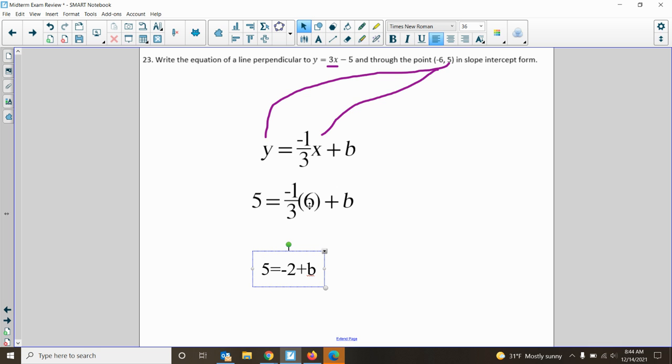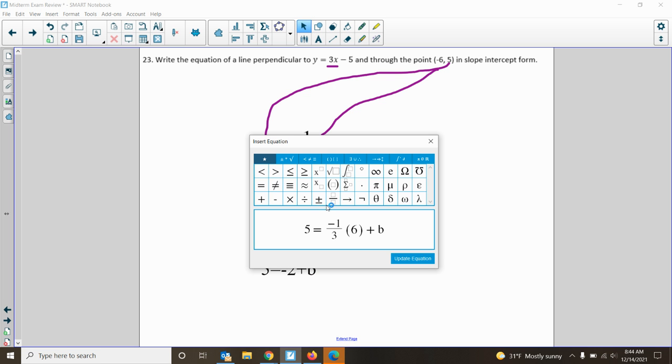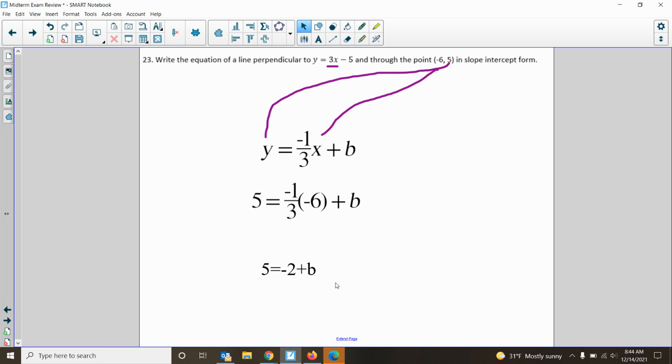It should be negative 6. This should have been a negative 6. Let's correct that. This should be a negative sign right here. So this should be a positive 2. My apologies. Subtract 2 from both sides, and you get b equals 3.